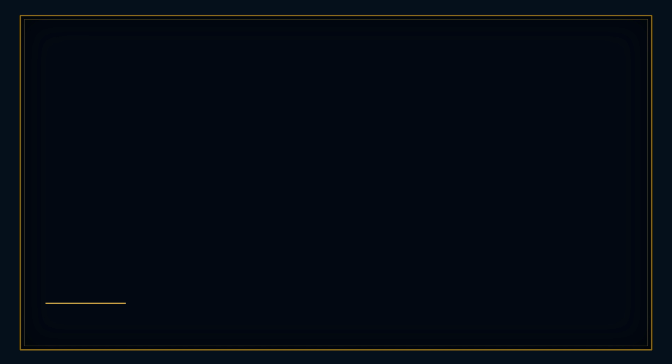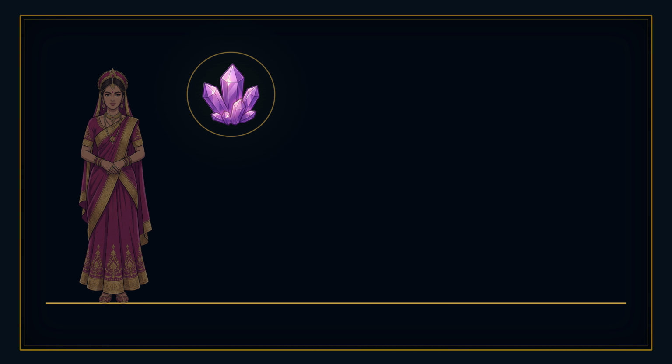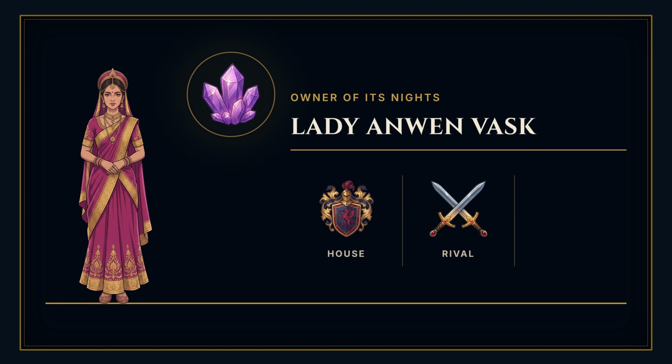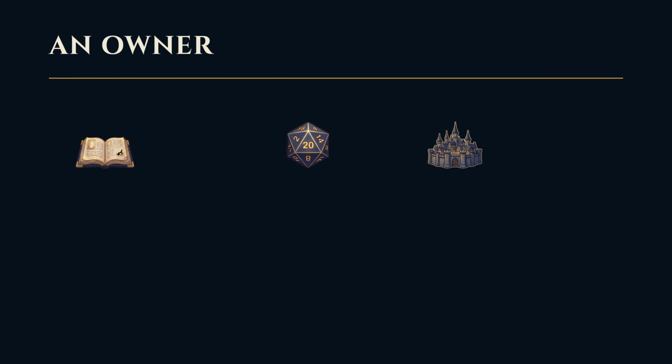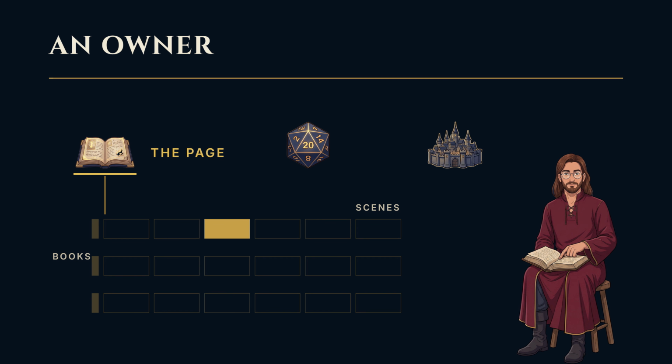That refusal makes sense because permanent light is a thing somebody owns. And the moment it exists, your world has an owner of its nights, and that's a person with a name, a house, a rival, and something to lose. An owner shows up in 3 different places depending on what you're building. On the page, it changes 1 scene per book, usually the same one.